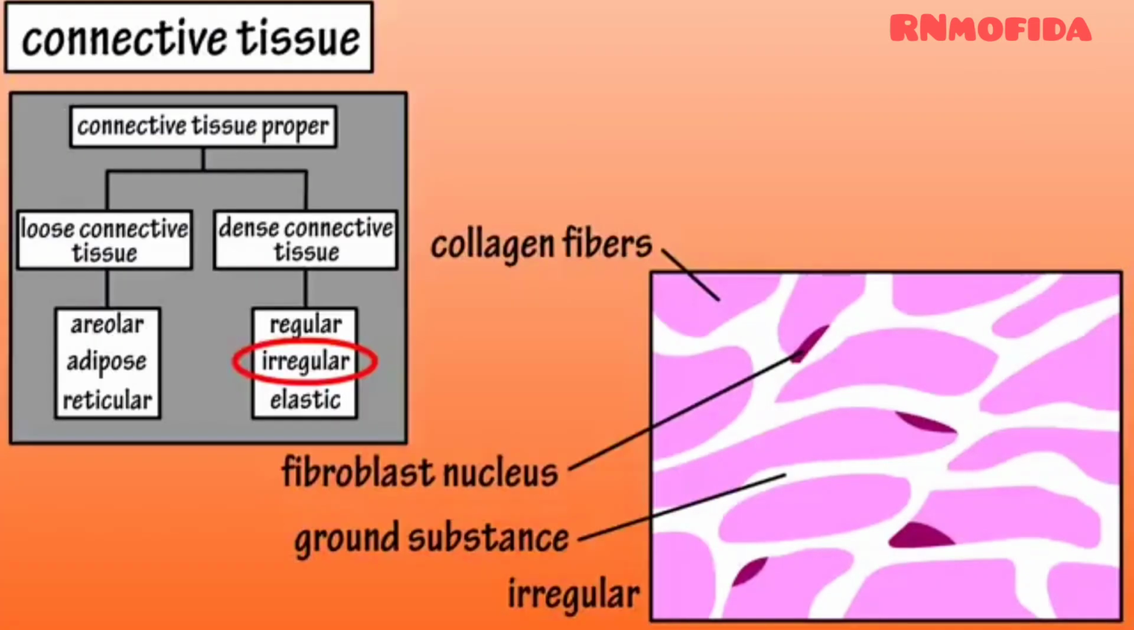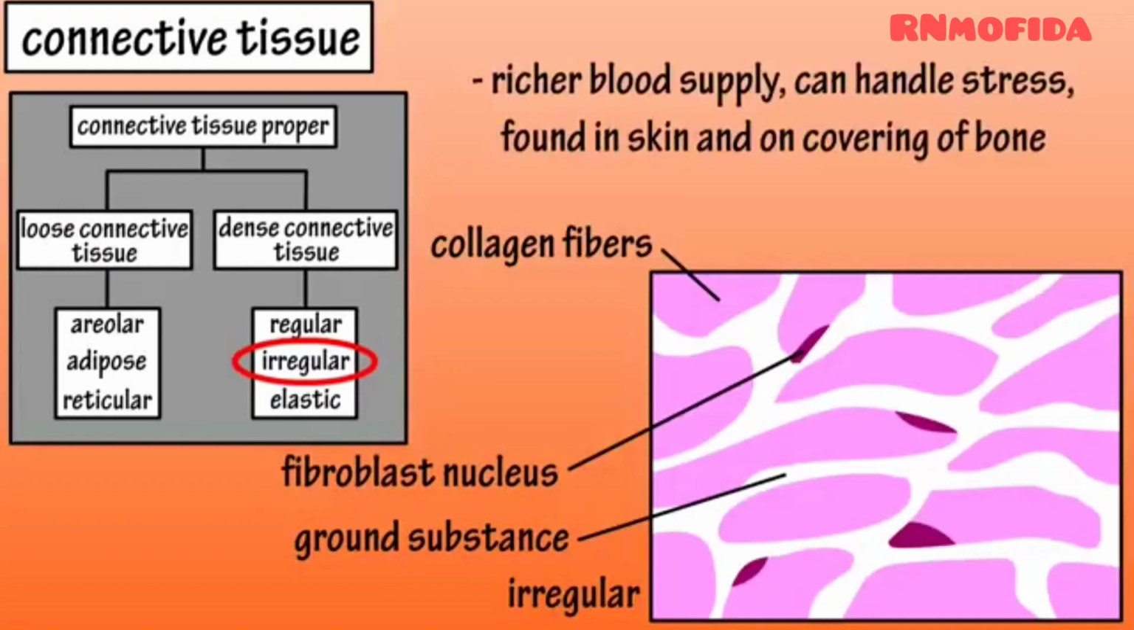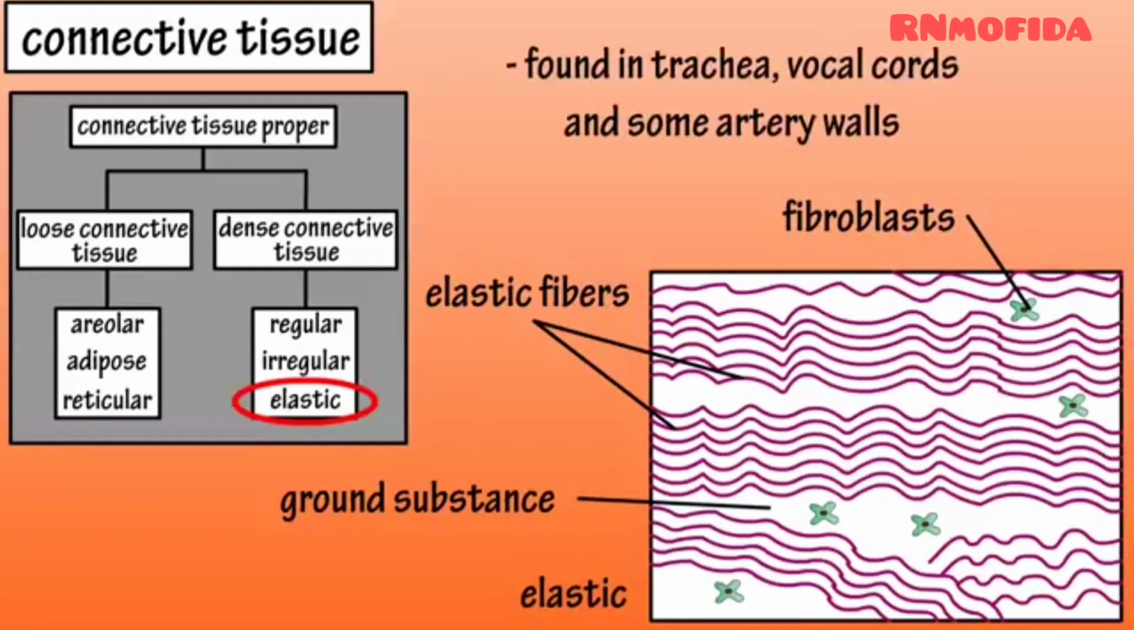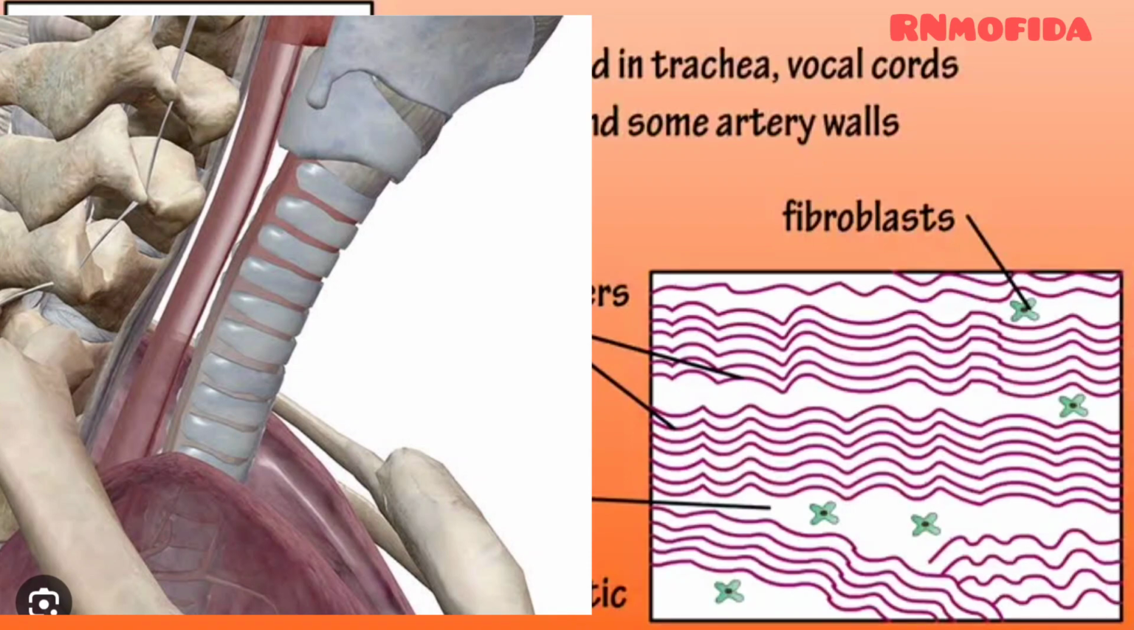Irregular connective tissue consists of collagen fibers but does not show a regular arrangement. It has more ground substance. It has a richer blood supply and it helps in resisting stress and is mainly found in the skin and covering the bone. Elastic connective tissue is mainly made of densely packed elastic fibers and fibroblast cells. It is found in the trachea, vocal cords and some artery walls.